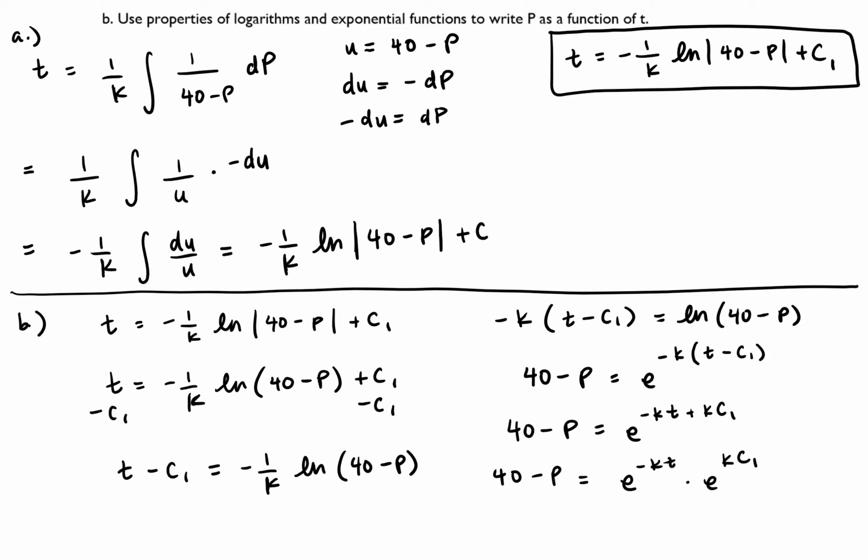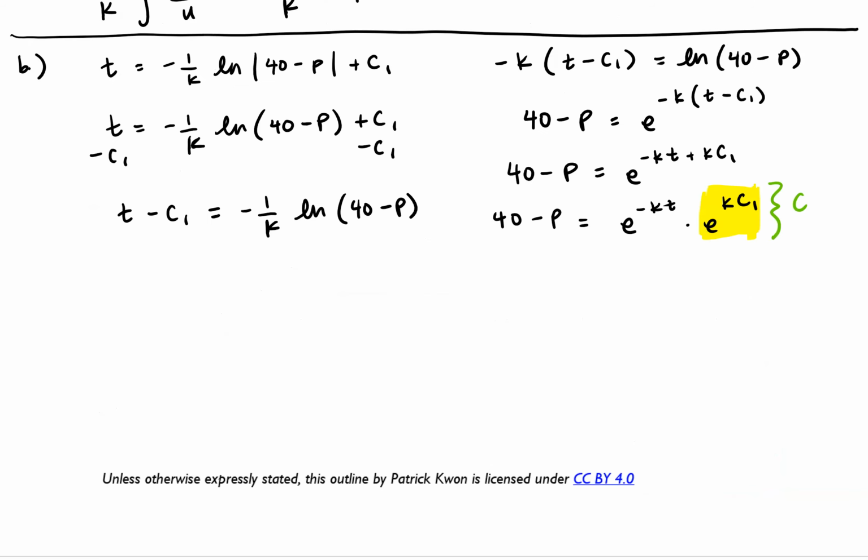Now the reason that I wrote c sub 1 is because all of these are constants, and so I can just rewrite this as another constant c, and that's why I didn't want to confuse you with the c1. So this can all just be compiled together and called c, like that. So if we continue on in our quest to solve for p, then we get here that 40 minus p is equal to c times e to the negative kt power.